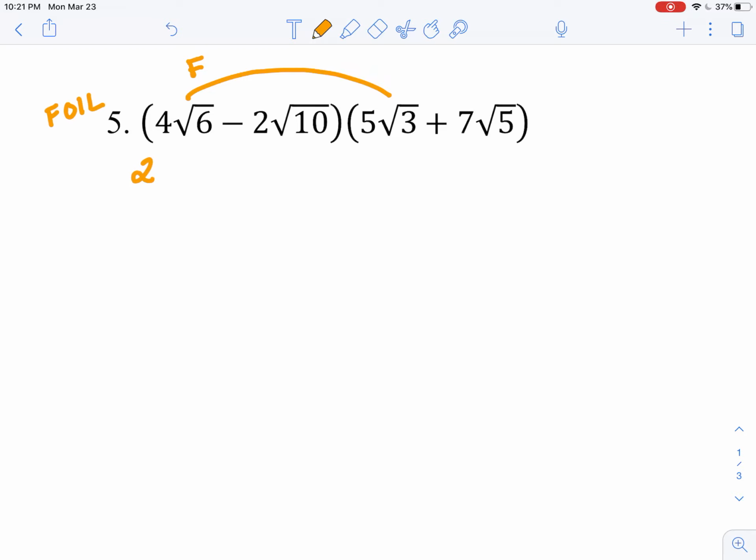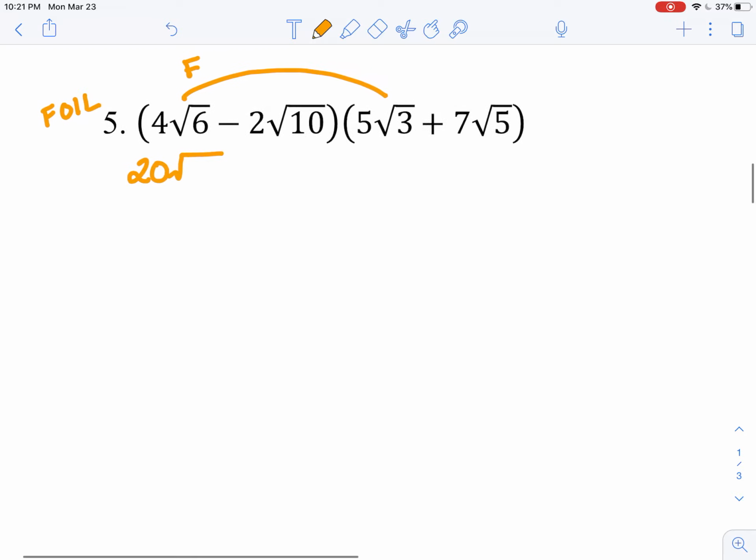So when we multiply our first terms together, we multiply the outside numbers. 4 times 5 is 20. And then the numbers under the radical, 6 times 3 makes 18. For our outer terms, so 4 root 6 times 7 root 5, we get 28 times the square root of 30.